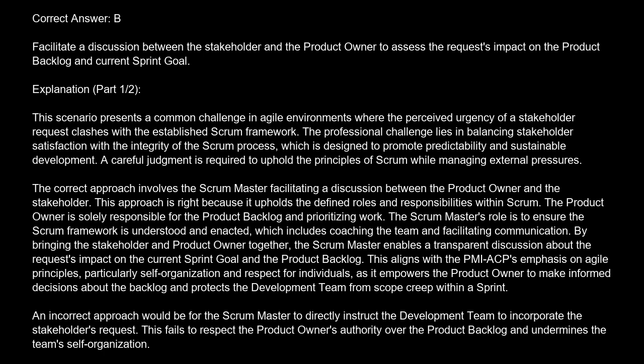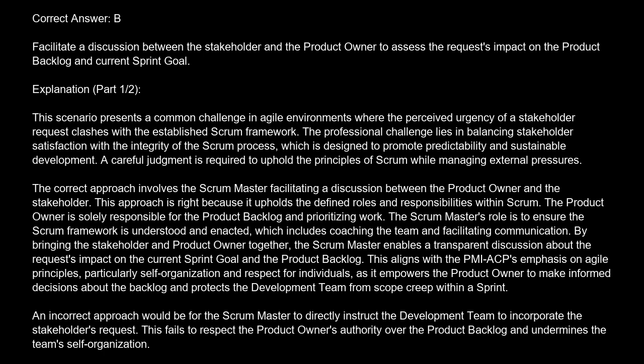The product owner is solely responsible for the product backlog and prioritizing work. The Scrum Master's role is to ensure the Scrum framework is understood and enacted, which includes coaching the team and facilitating communication. By bringing the stakeholder and product owner together, the Scrum Master enables a transparent discussion about the request's impact on the current sprint goal and the product backlog. This aligns with the PMI ACP's emphasis on Agile principles, particularly self-organization and respect for individuals, as it empowers the product owner to make informed decisions about the backlog and protects the development team from scope creep within a sprint.